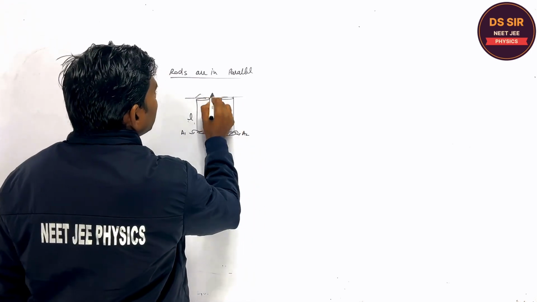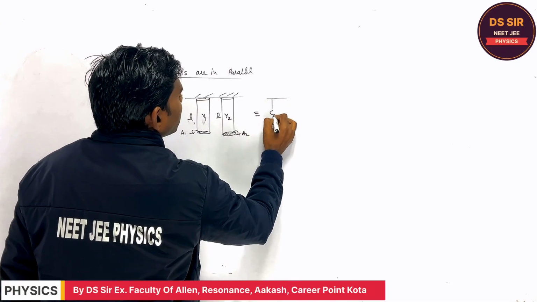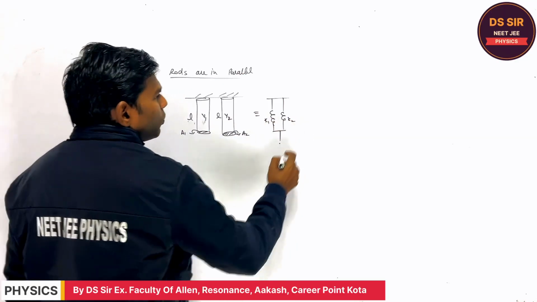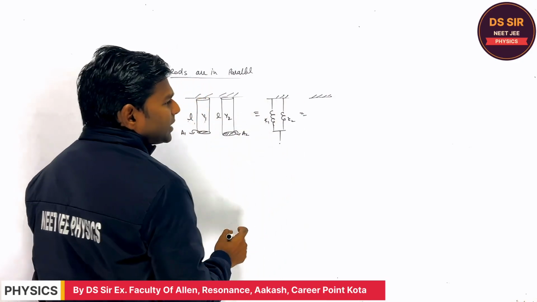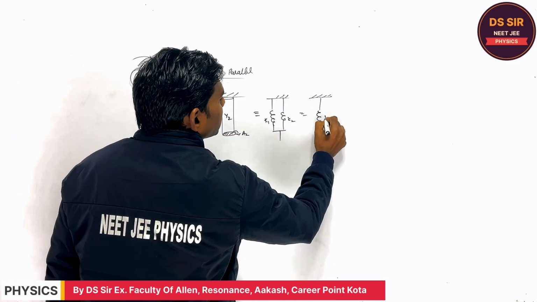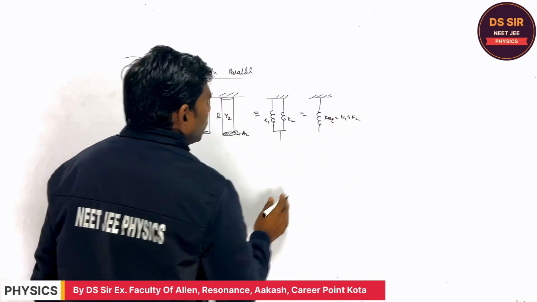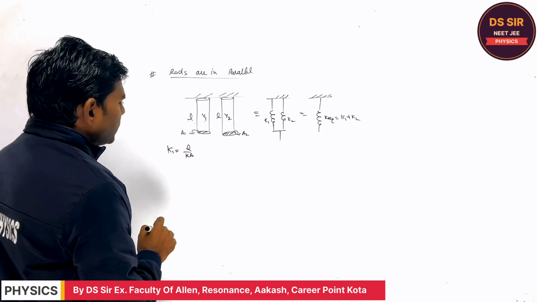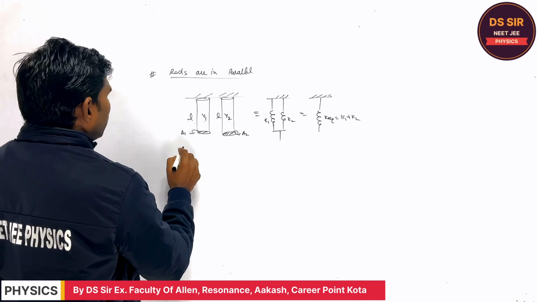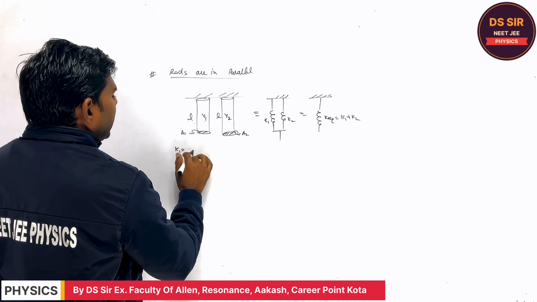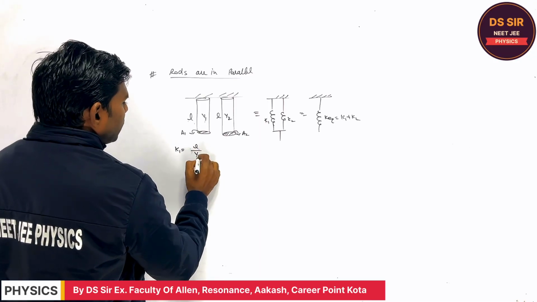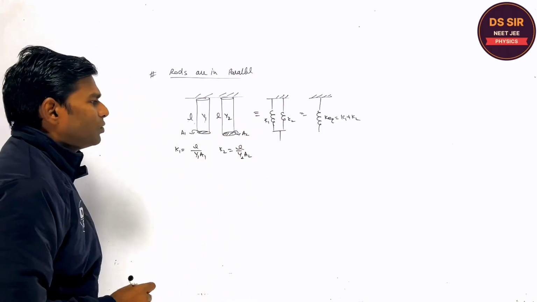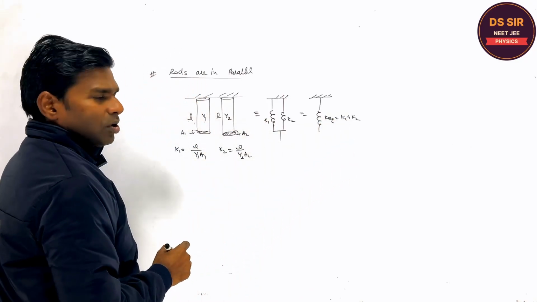So this can be replaced by two springs in parallel, K1 and K2. What is their K equivalent? If they are connected in parallel, the K equivalent is nothing but K1 plus K2. And what is K1? K1 is L upon Y1A1, and K2 is L upon Y2A2. And this is the K equivalent. Is it clear or not?